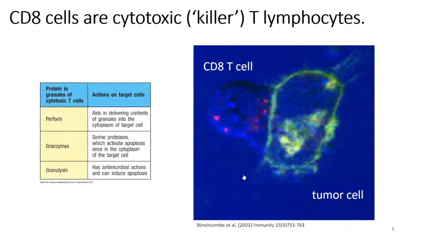We're going to look at these CD4s and CD8s. Look at CD8s first, because there's only one type of CD8 cell. It's called a killer cell or a cytotoxic T cell. The key feature of these cells is that they have these granules inside them. The granules contain these components. Perforin is the first one.